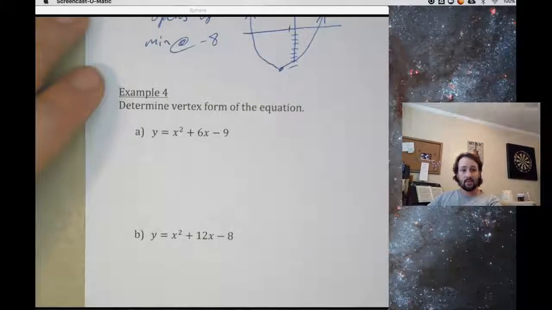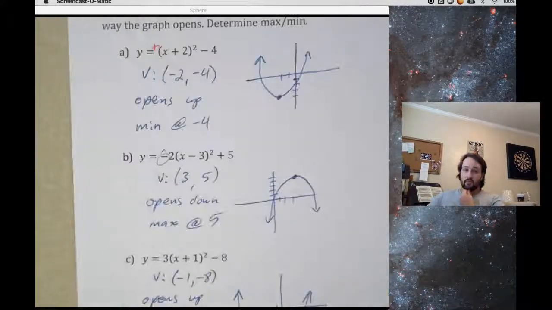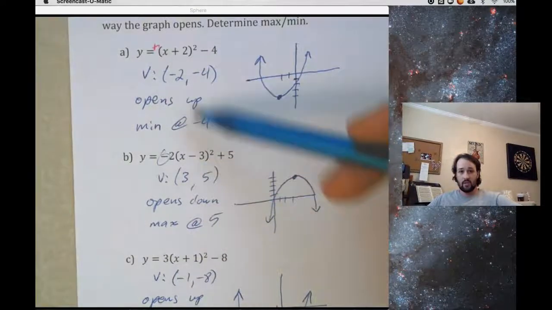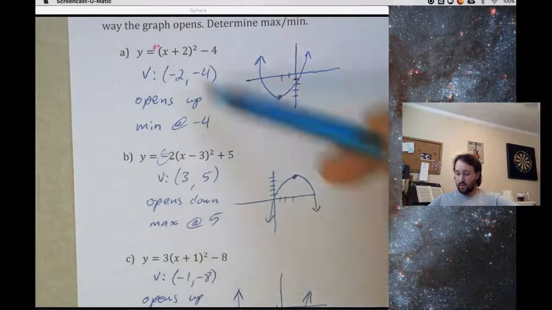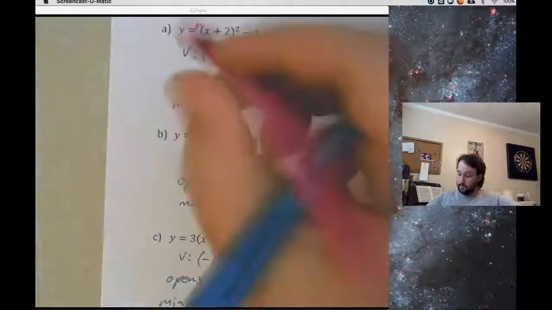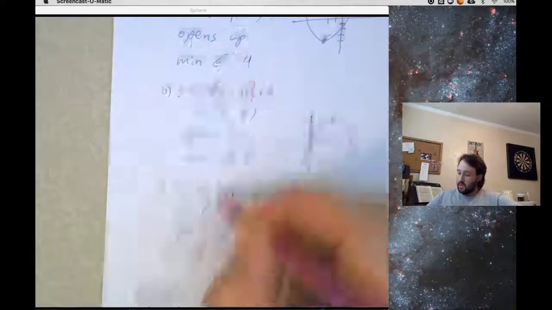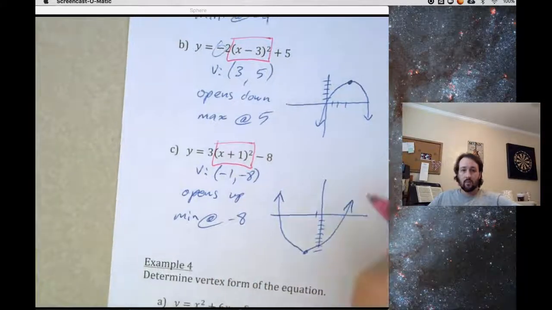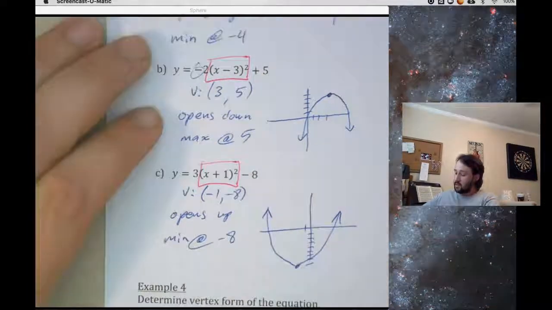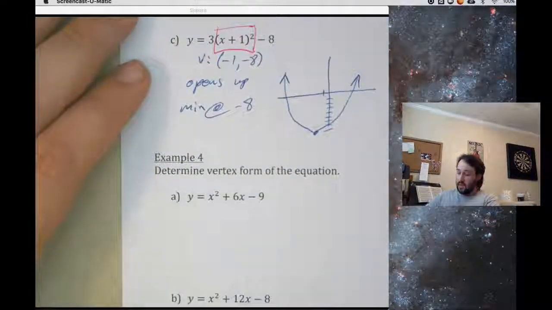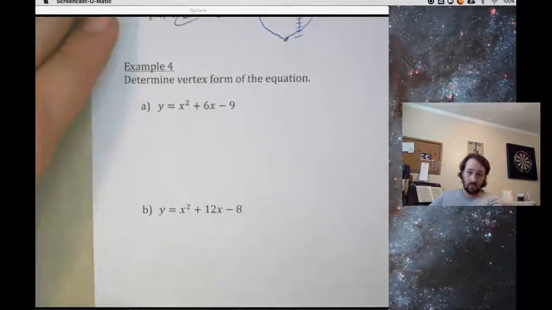All right, for these next ones, determine vertex form of the equation. So all we're going to be doing, right, this was all vertex form. This was vertex form. So notice I have the x in the parentheses, right? It's a perfect square. So that's a perfect square. This was a perfect square. This was a perfect square. They may be multiplied by something on the outside, but they're still a perfect square term. So determining vertex form, I'm essentially trying to complete the square. That's what this is good for.